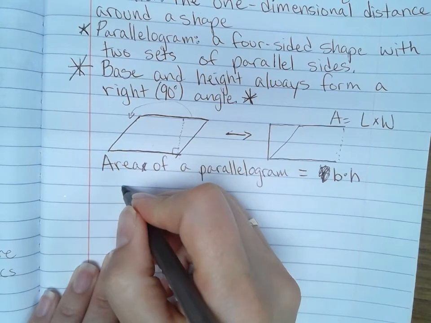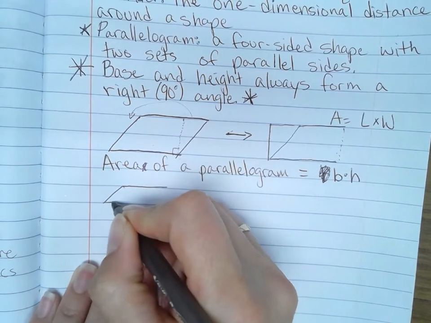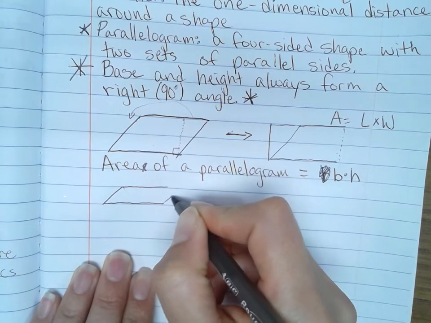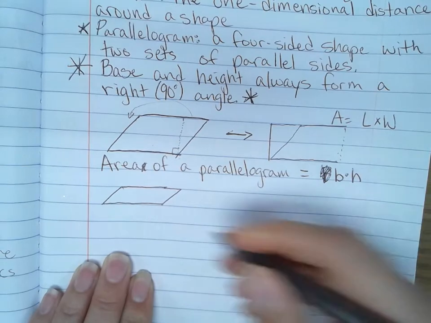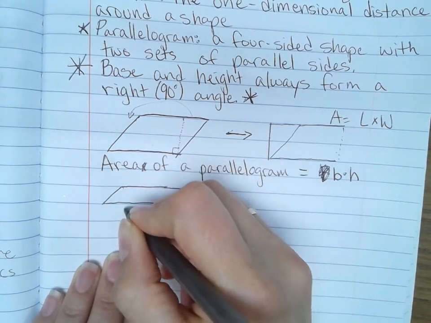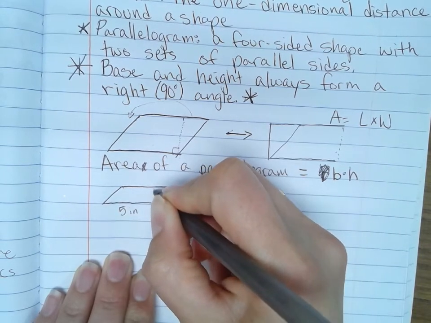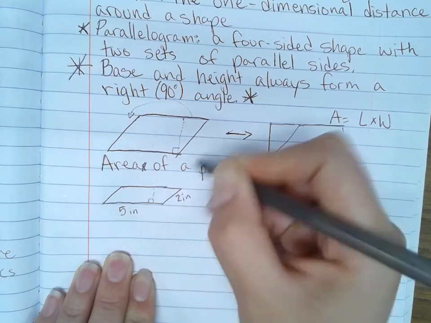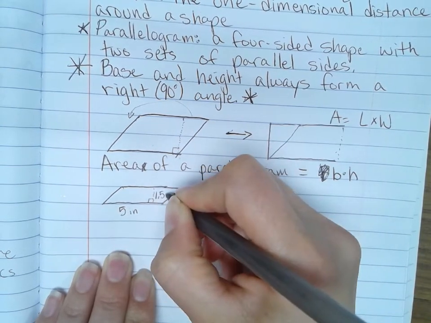Okay, let's draw a parallelogram right here. We're going to give it some measurements. Two parallel sides, about as close as you can get. Okay, we're going to write a 2 inches right here, 5 inches right here, and then I want a dotted line right here that makes a right angle, and this is going to be 1.5 inches.